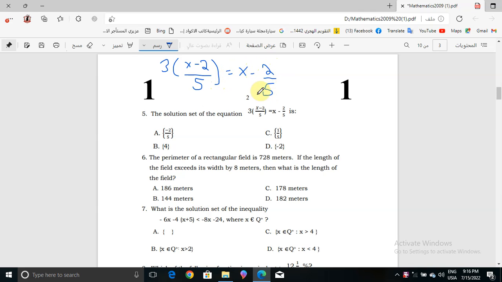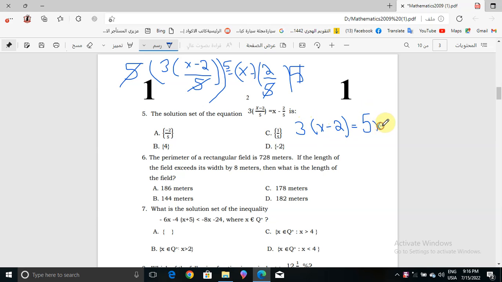Then we want to take out 5, so that means we multiply both sides by 5. So we will cut 5 by this 5, then we'll cut this 5 by this 5, and 5 times x is equal to 5x. So that means we will have 3 times (x minus 2) is equal to 5x minus 2.